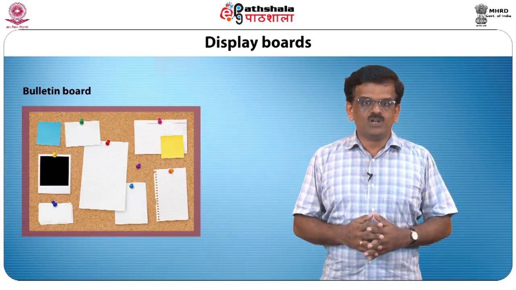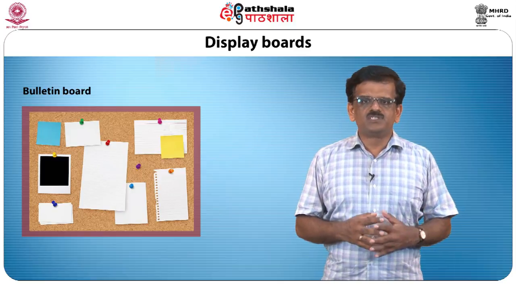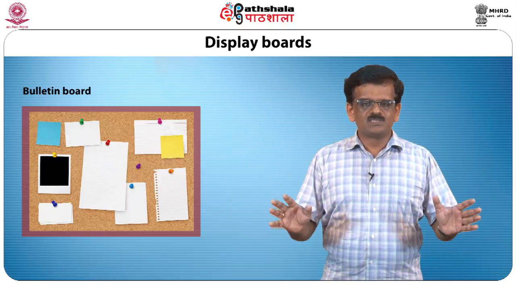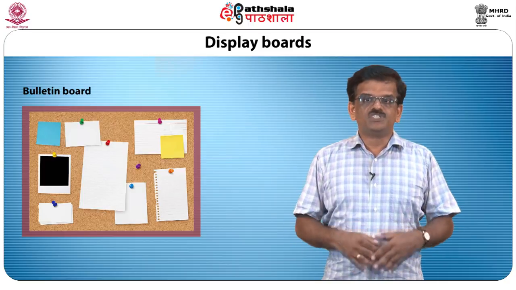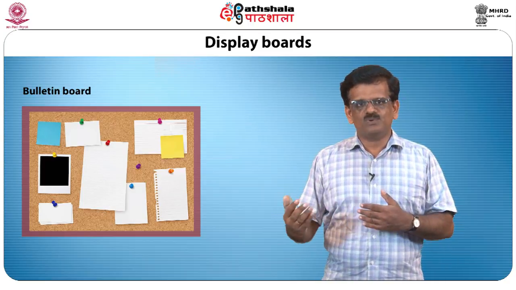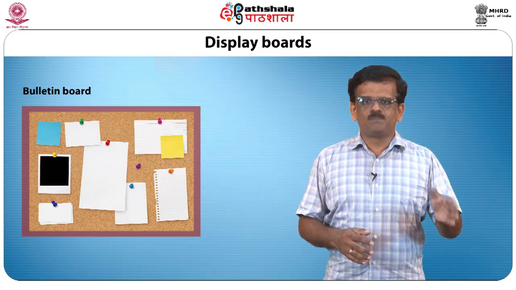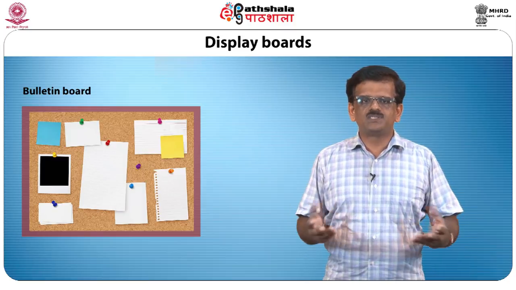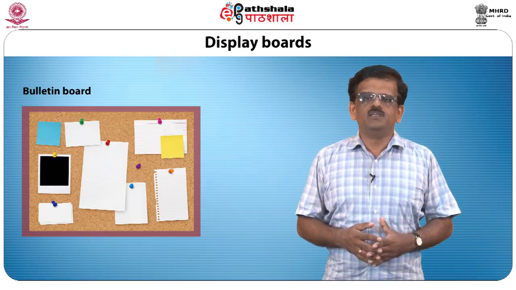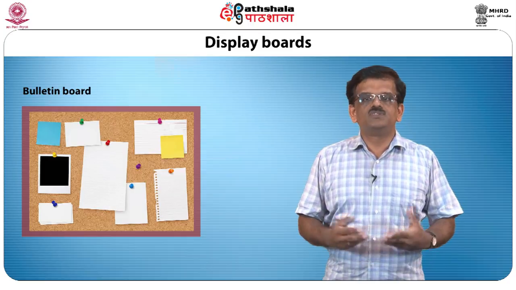The next one is the bulletin board. The bulletin board is a display board with a rough surface and a colorful background, which is made of cloth or a soft board. It is placed at a central place of a school, office or college. It is used for communicating information to the students and the farmers.